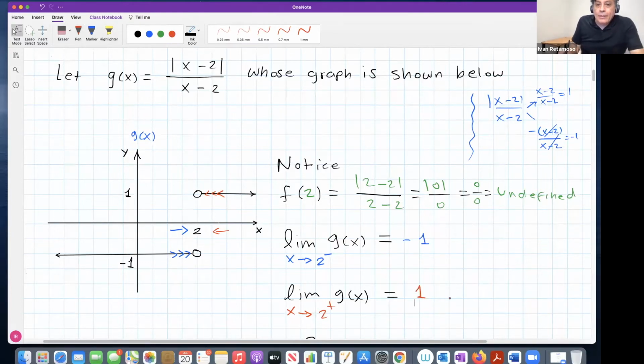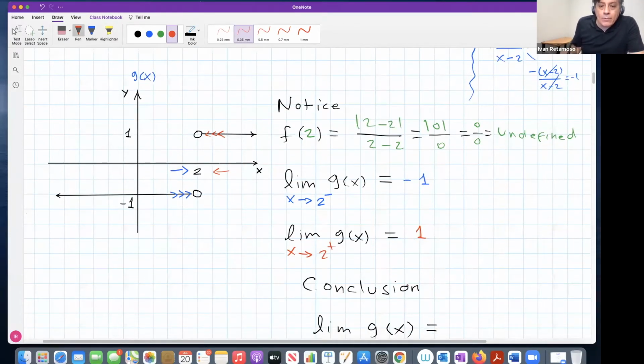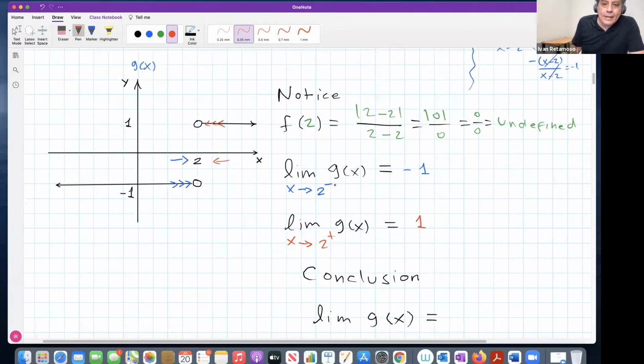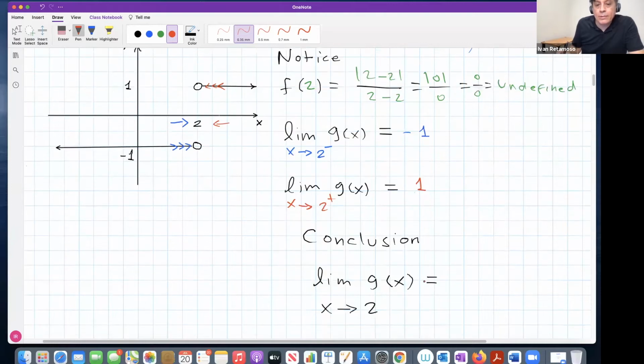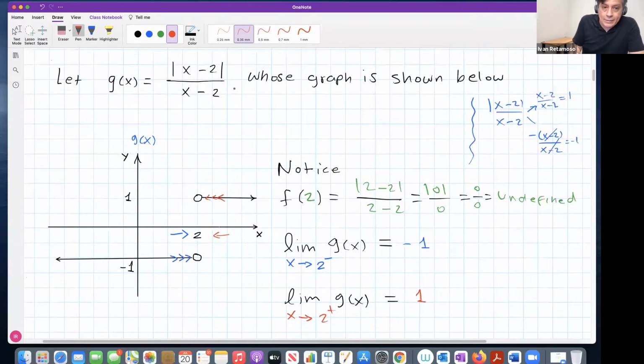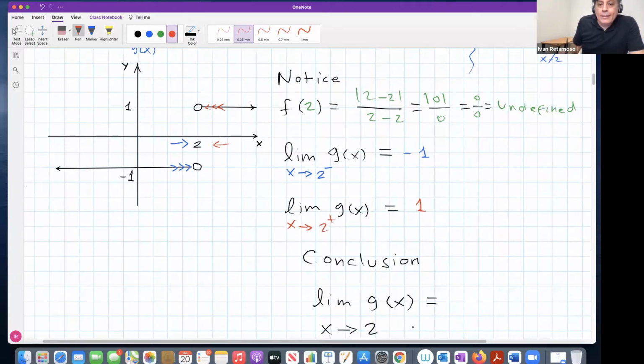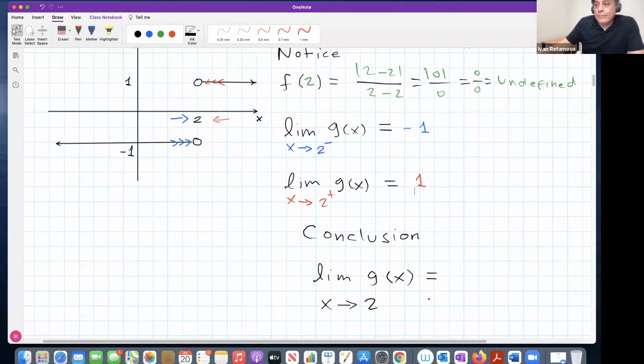But now, when we look at the overall conclusion, this guy is going to -1 from the left. This guy is going to 1 from the right. There is no convergence. They're going to different real numbers. Whenever that happens, mathematicians, as a conclusion, write that the limit of the function g of x, which is this, as x approaches 2, should be considered undefined.